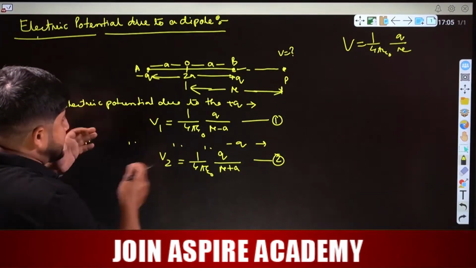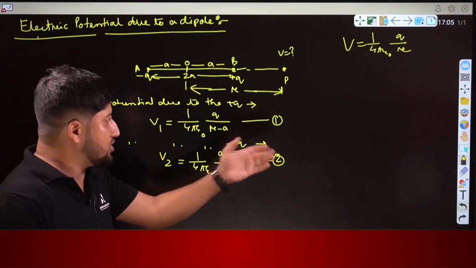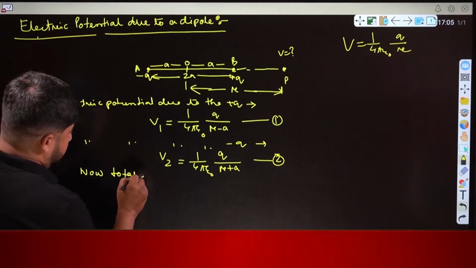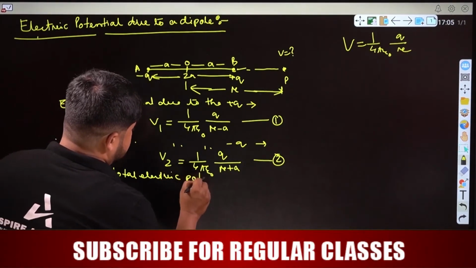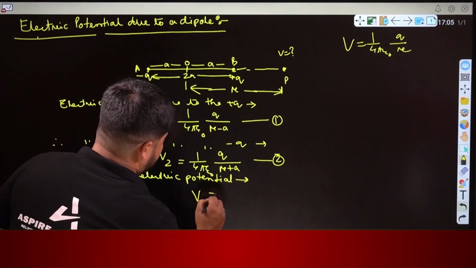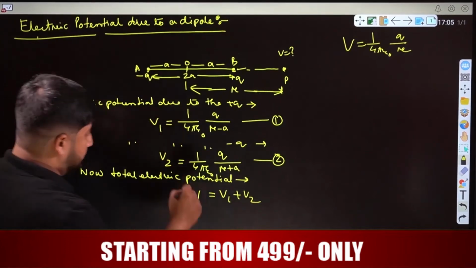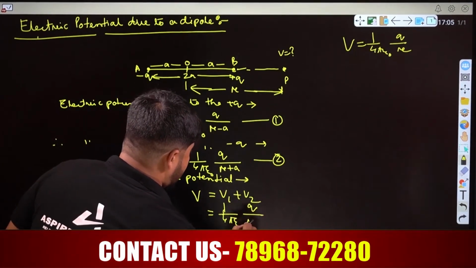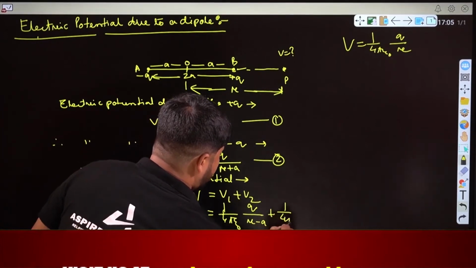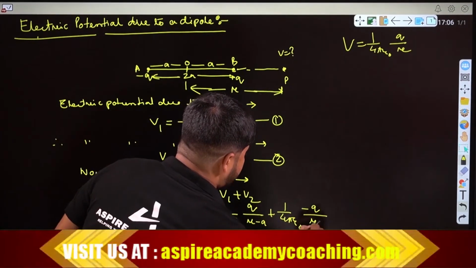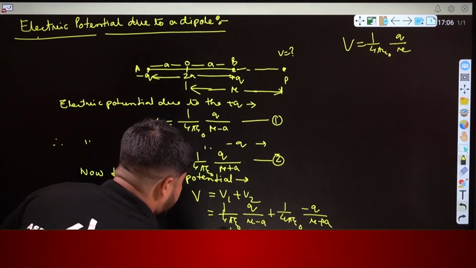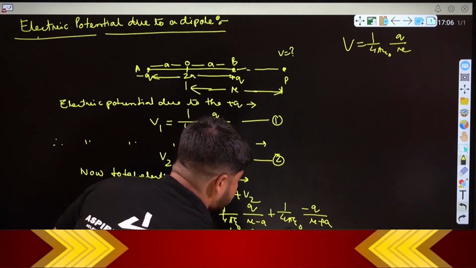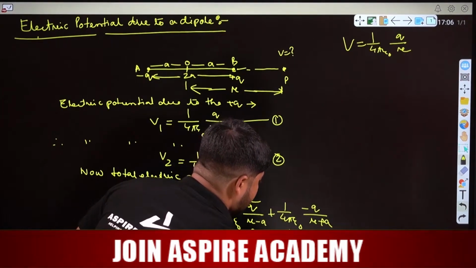Okay, so now how do we get the total potential? Two charges give two potentials, so to get the total we have to add. So now total electric potential V is equal to V1 plus V2. V1 is equal to 1 by 4 pi epsilon naught q by r minus a, plus 1 by 4 pi epsilon naught minus q by r plus a. So this becomes 1 by 4 pi epsilon naught q by r minus a minus 1 by 4 pi epsilon naught q by r plus a.